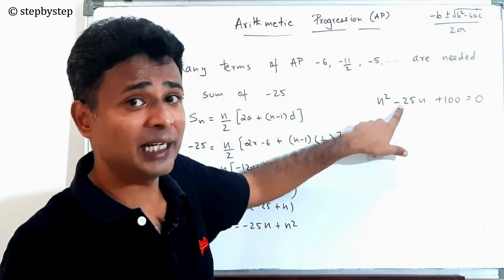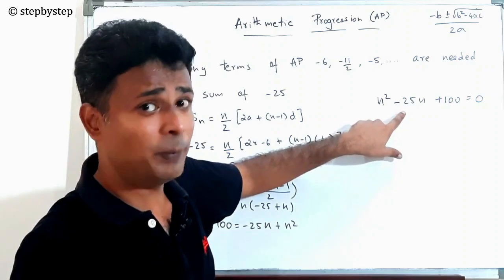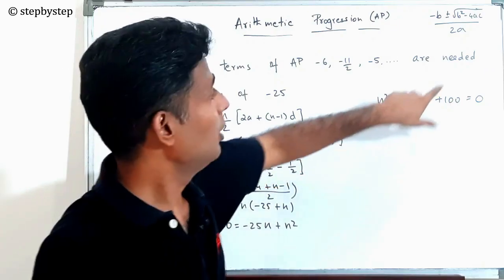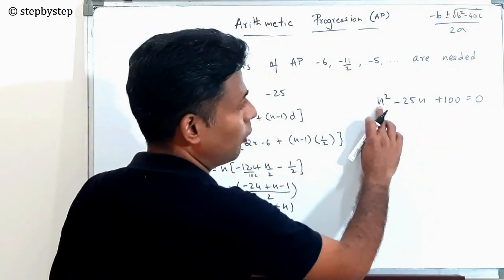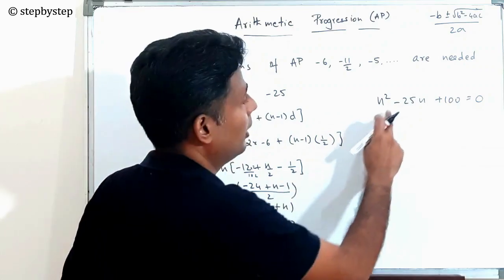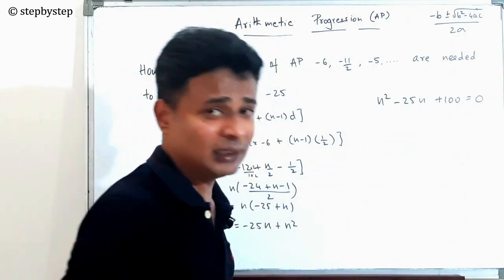And you have to take the negative sign, remember. So B for this will be minus 25. What is C? The constant, that is plus 100. So what will be A here? 1. B is minus 25 and C is 100.